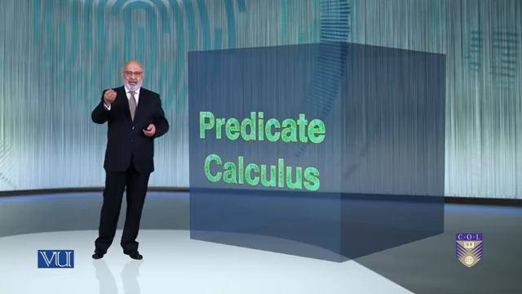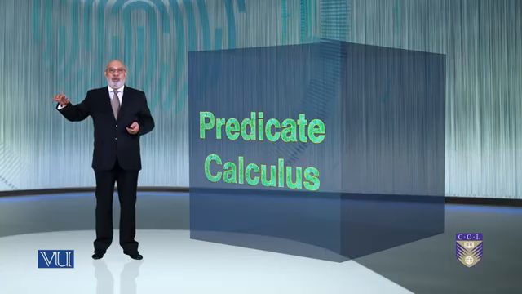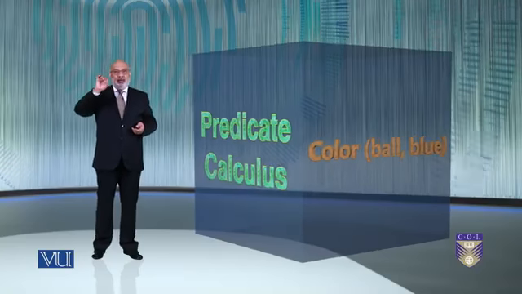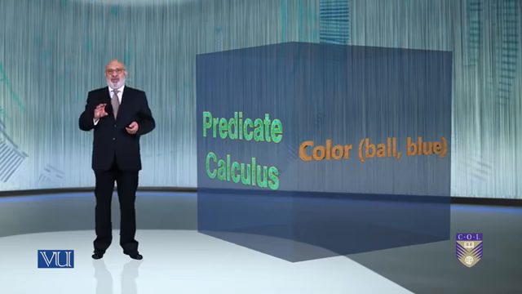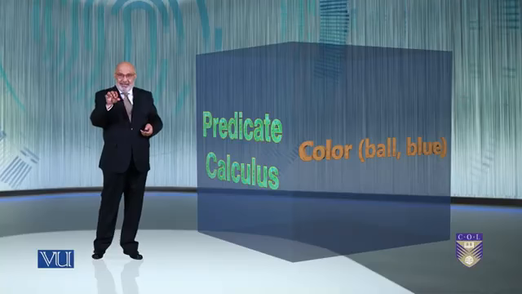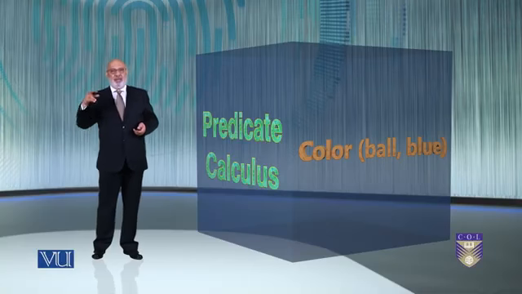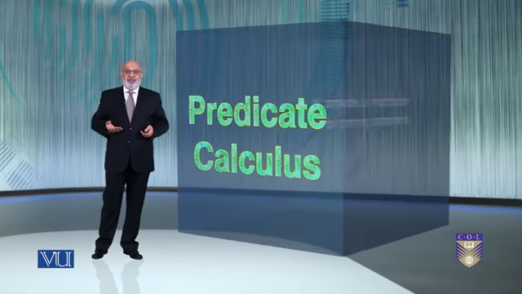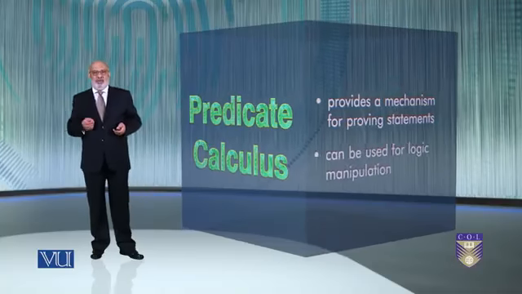Where you have a predicate, and we can use expressions like when you say the color of the ball is green or blue, okay? You can represent it as color, bracket, ball, comma, blue, okay? So it's a concise and precise structure. You're going into the sentence and you're able to represent that statement or proposition. So the relationship between the color, the ball, and the blue itself is actually quite obvious. Now, due to its greater representational powers, it provides a mechanism for proving statements. And of course, it can be used for logic manipulation.